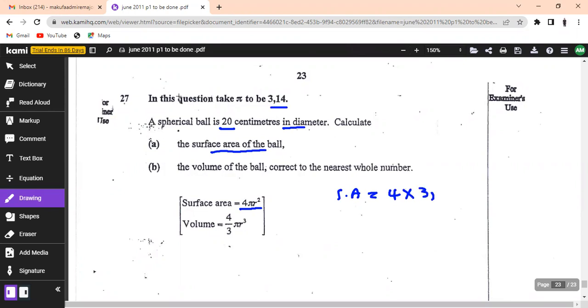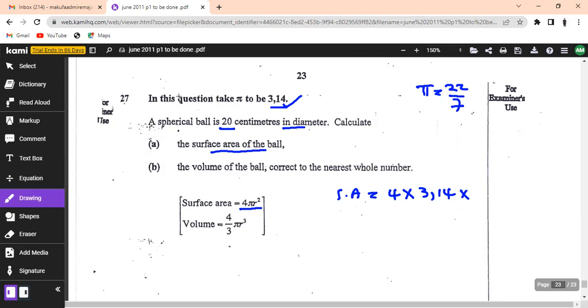Always, guys, do not assume and take any pi of your choice. You use the pi that you are given. Is it 22 over 7? Is it 3.142? Is it 3.14? Whatever, you use the value that you're given. So in this case, our pi was 3.14. So you multiply by the surface area formula, which is 4 pi times r squared.